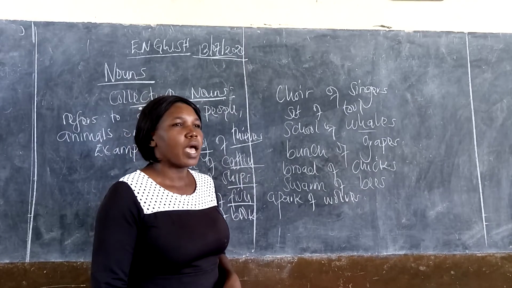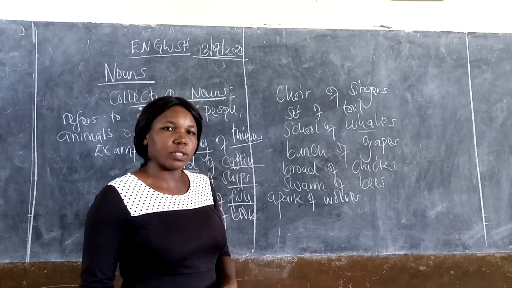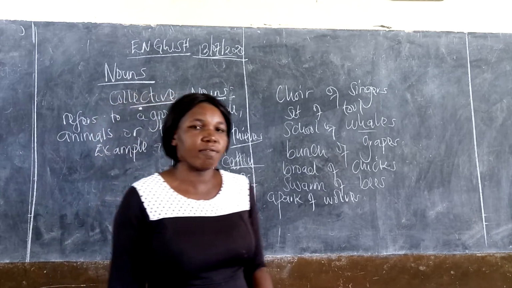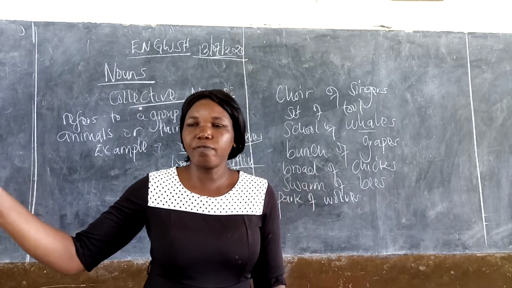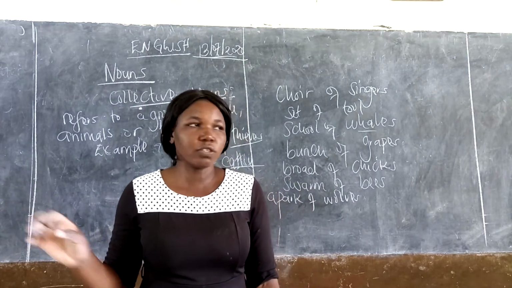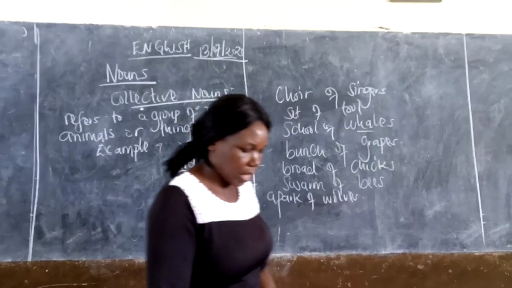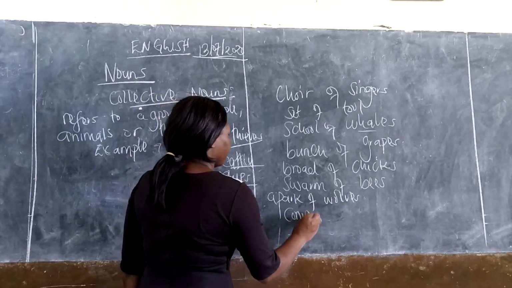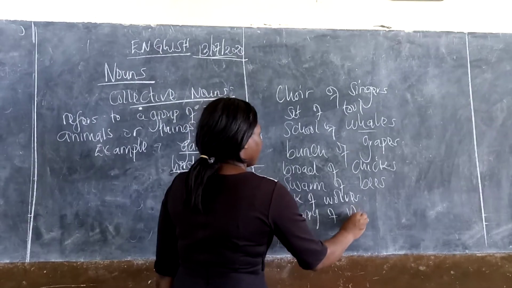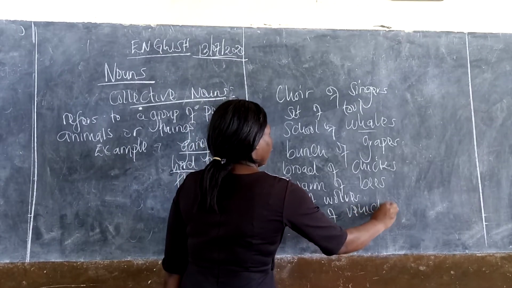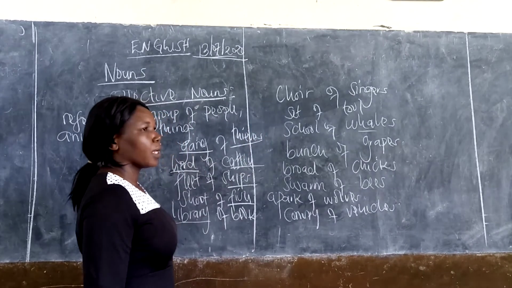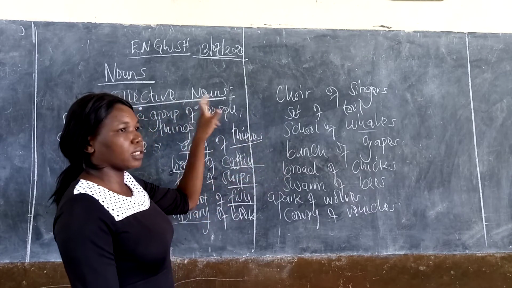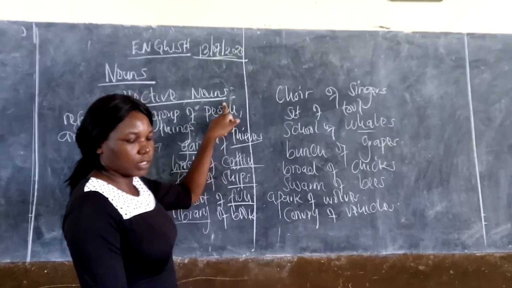We usually go to a wedding. Then we see a lot of vehicles at that wedding. Maybe the bride has come with a very long line of vehicles following one another. Then you can say a convoy of vehicles. So these are just a few examples of collective nouns. There are very many collective nouns.